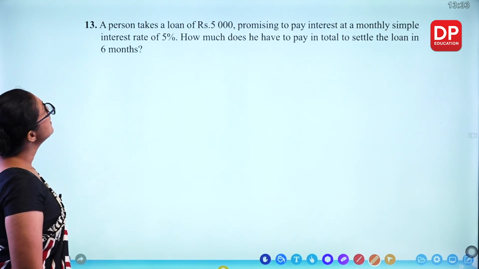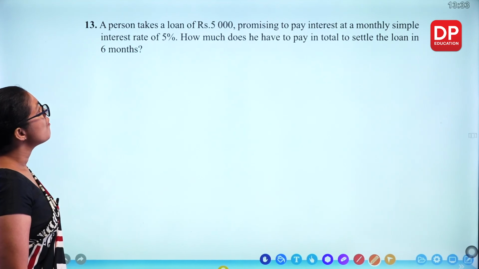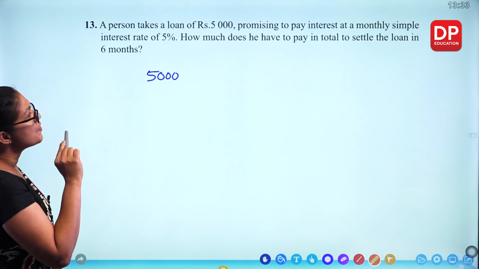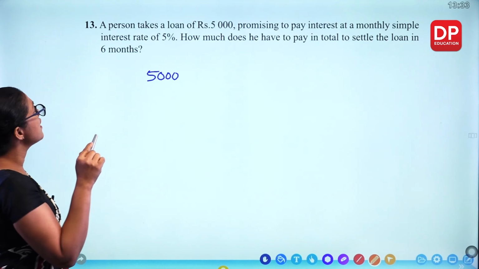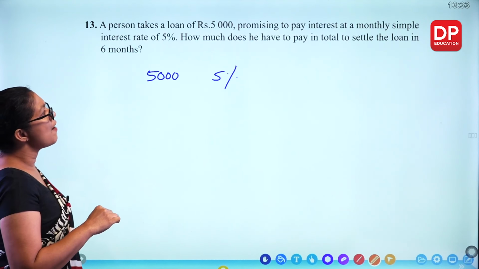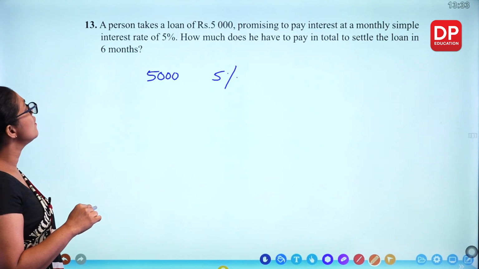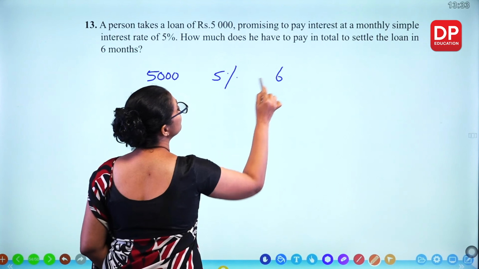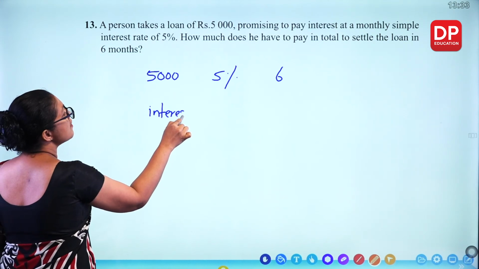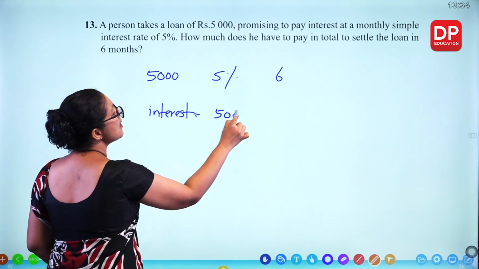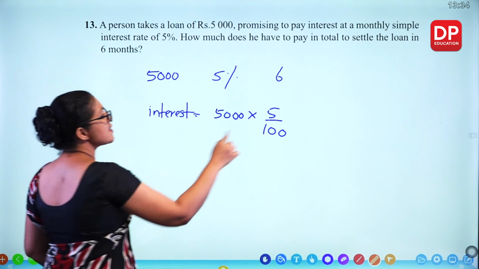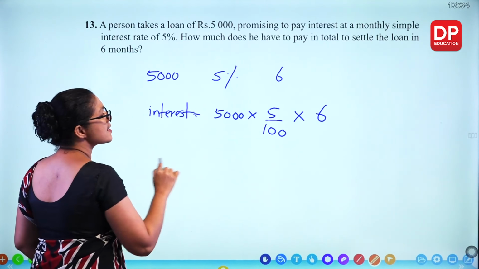Question number 13. A person takes a loan of 5,000 rupees, promising to pay interest at a monthly simple interest rate of 5%. So this is for a month. How much does he have to pay in total to settle the loan in 6 months? So what's the interest for 1 month? 5,000 multiplied by 5%. And for 6 months, you multiply this by 6.